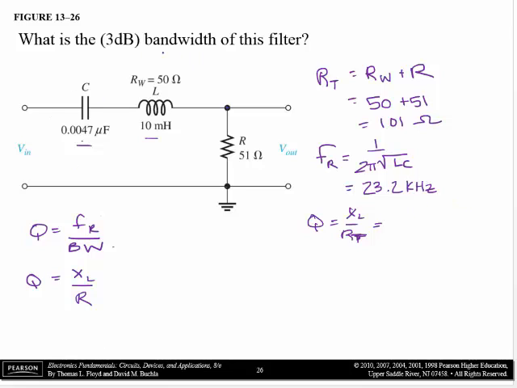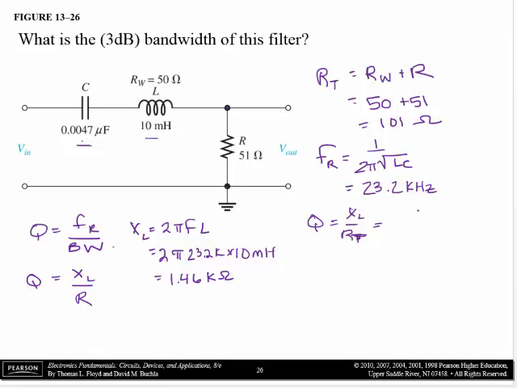So I have L here. Oh, looks like I still have to find XL. So XL equals 2 pi F L, which equals 2 times pi times my resonant frequency, which was 23.2 kHz, times L, which is 10 millihenries. Watch my units there, and I will get XL equals 1.46 k ohms.